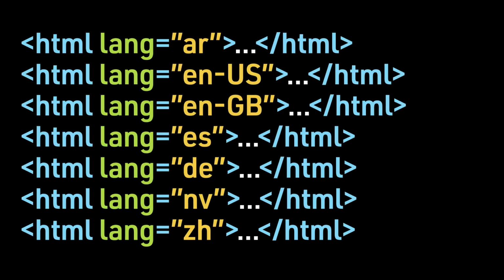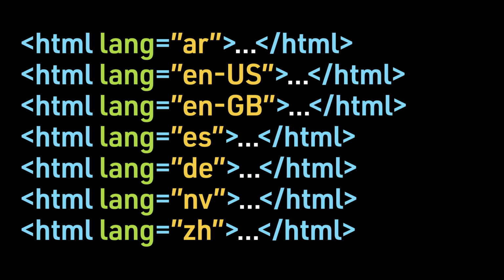HTML opening tag, lang equals AR, in quotation marks, HTML closing tag. HTML opening tag, lang equals EN-US in quotation marks, end HTML tag. Closing HTML tag. HTML opening tag, lang equals EN-GB in quotation marks, HTML closing tag.